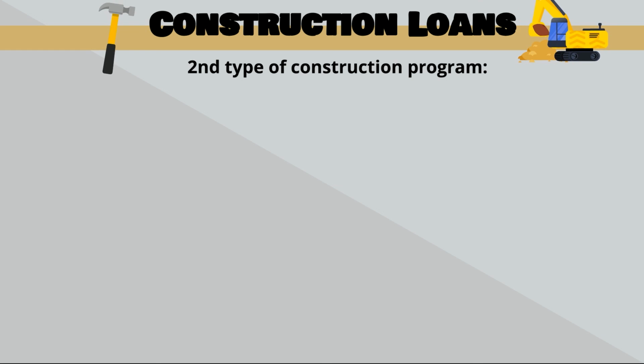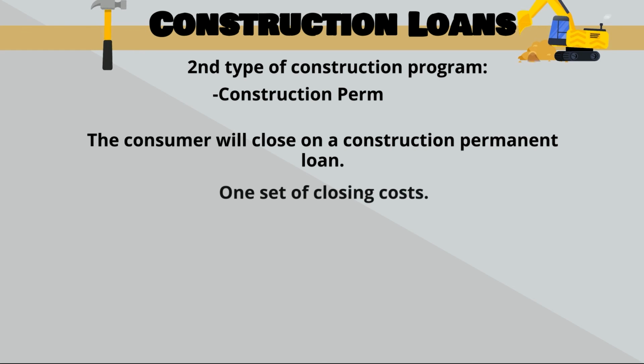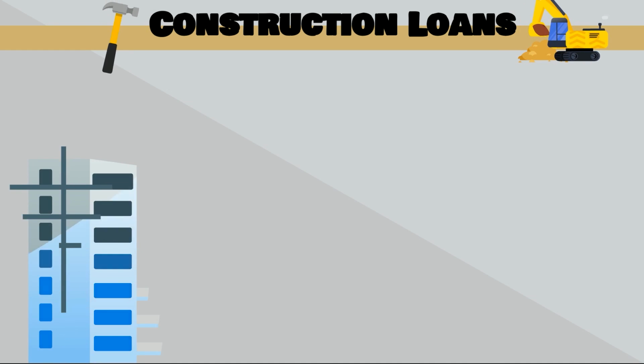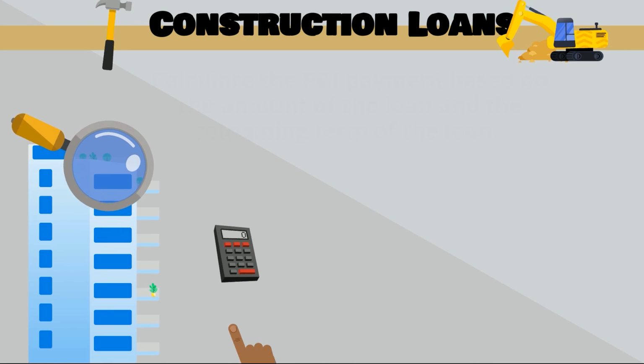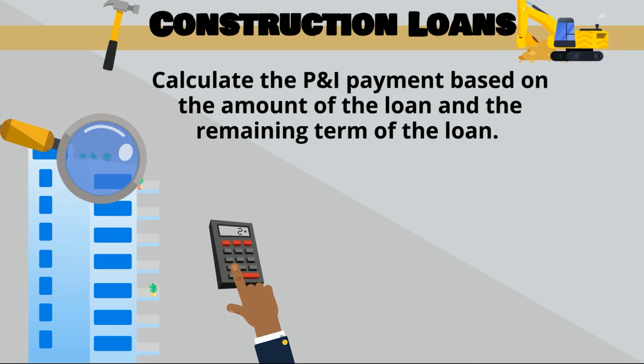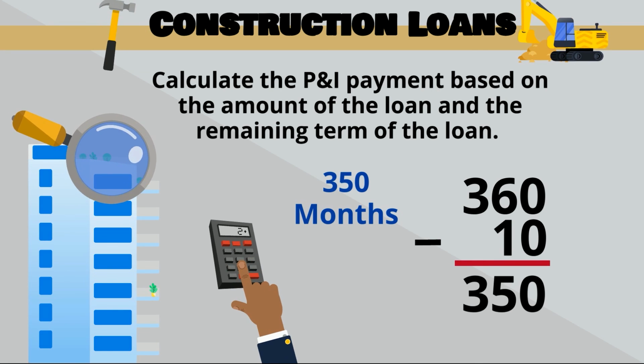Second type of construction program, construction perm. The consumer will close on a construction permanent loan with one set of closing costs. Borrower has the home built and will pay interest on the draws to pay the contractor as bills are presented. Once the construction is completed and a final inspection is issued, the lender will calculate the P&I payment based on the amount of the loan and the remaining term of the loan. Example, if it took 10 months to build the home, the new payment would be calculated on the remaining term of 350 months. 360 payments minus 10 equals 350 months remaining.